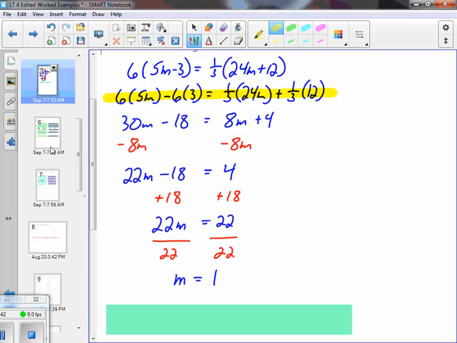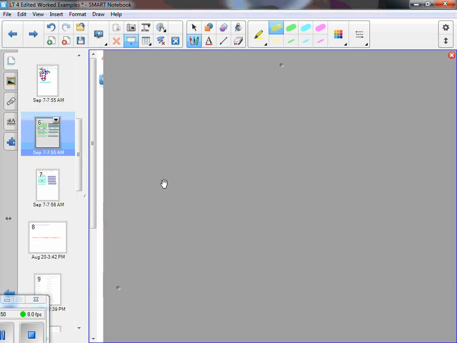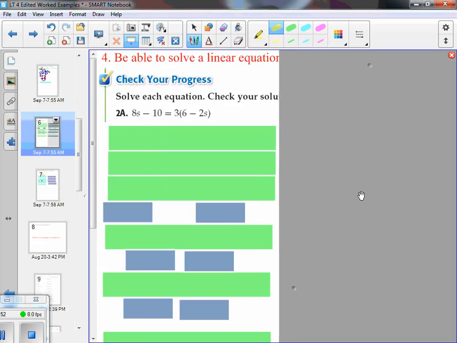All right. Do 2A all by yourself. And notice I'm ignoring the part of the directions that says check your solution, because again, that just doubles the length of every problem. We've got to get good enough at it that we don't have to check them all the time.